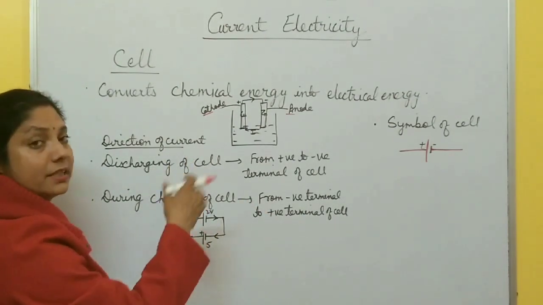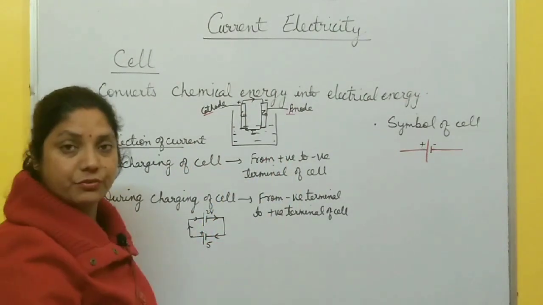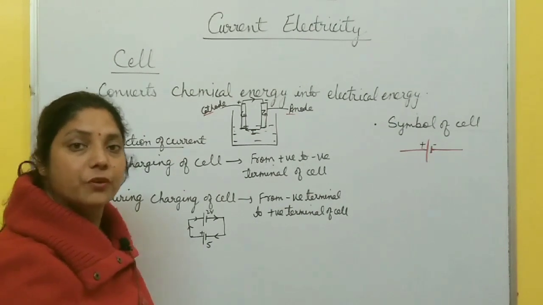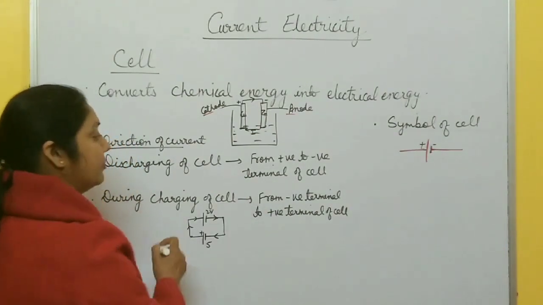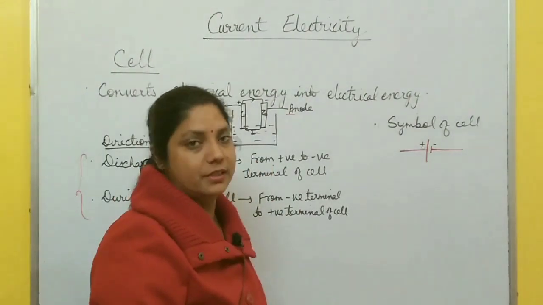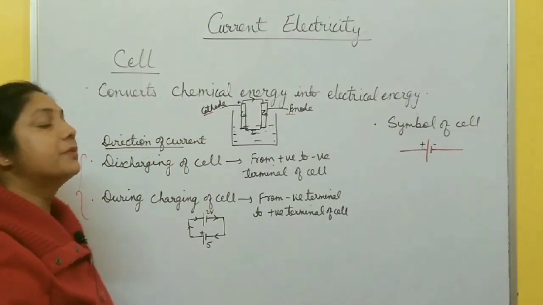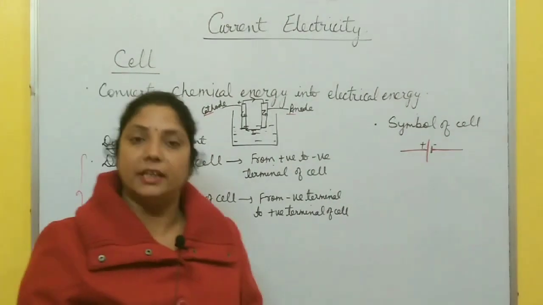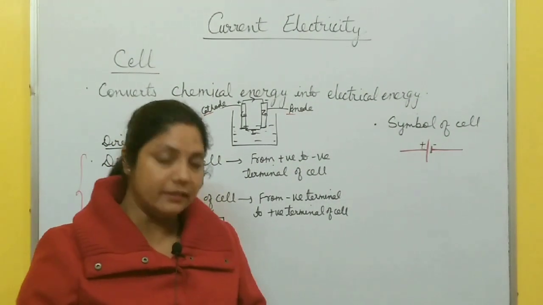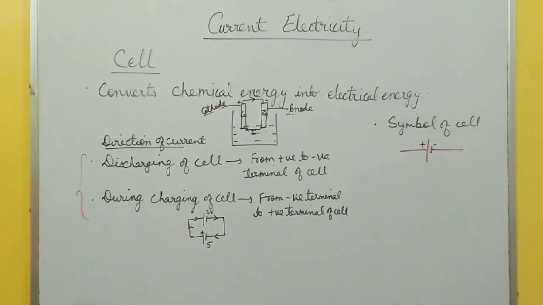During discharging, when cells are used, current flows from positive to negative, and during charging, current flows from negative to positive terminal of the cell. Don't confuse, just remember these things, and this is the symbol of cell, right? Now there are different terms related to cell like EMF of the cell, terminal potential difference of the cell, and internal resistance. Please note down this one fast.